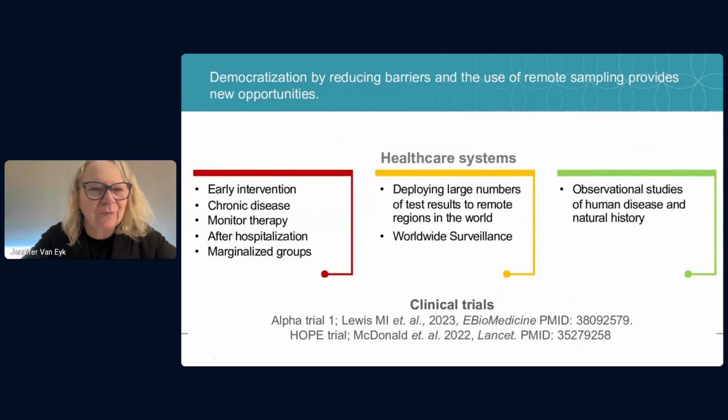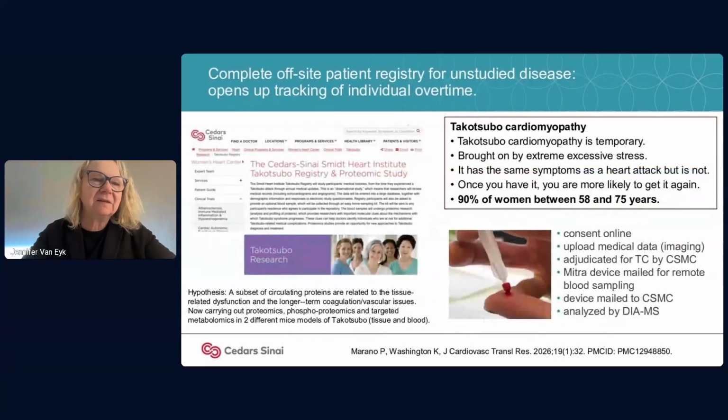So why was all of this important? The first one is because we understood very early on that having the ability to use remote sampling devices across the board, you could start to look at early intervention, chronic disease monitoring, therapies after hospitalization, marginalized groups, as well as deploying it across the world. And we have worked with the Bill and Melinda Gates Foundation on dried blood spots. And we like that. And I'll show you one example of where we're using it at Cedars in a different country. Okay, so let's just talk about some examples.